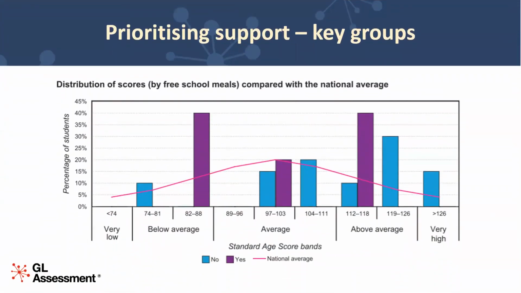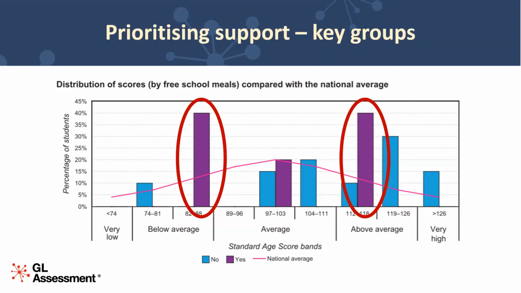In this school, we can see there's a high percentage of students on free school meals who are below and above average. So what's going right for those free school meal students performing above average? Are they getting, or have they had, different support to those performing below average? For those who are performing below, do they need additional support to catch up on gaps in learning as a result of school closures?